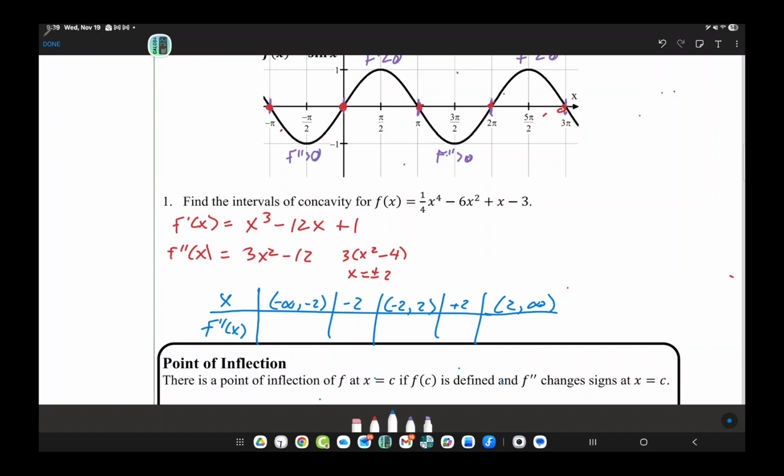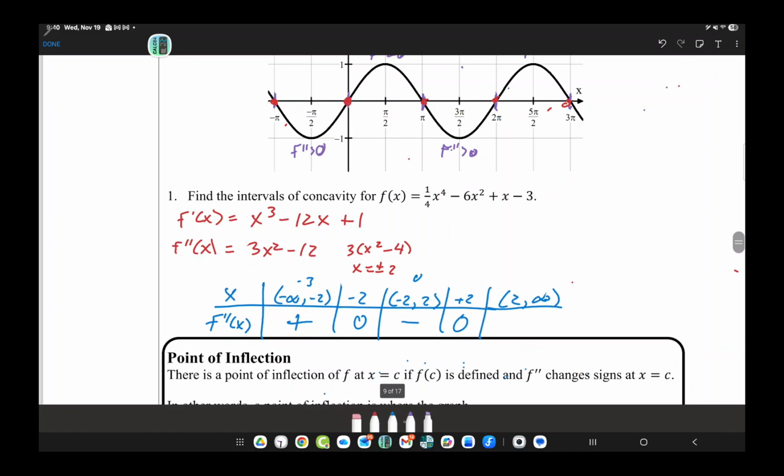So again, we're going to treat this very similar to finding local max, local mins, and where functions are increasing and decreasing. We're just going to plug into the second derivative. If I plug in, let's say, negative 3, negative 3 squared is positive 9. 3 times positive 9 is 27. 27 minus 12 gives you a positive 15. So that's positive. If I plug in 0, 0 minus 12 is negative 12. And if we plug in positive 3, we also get positive 15.